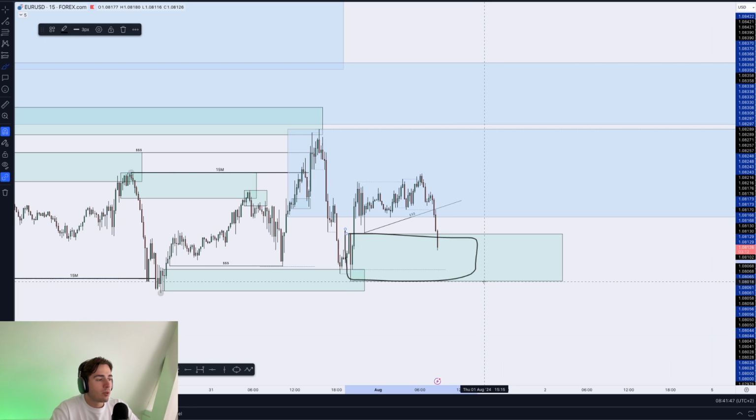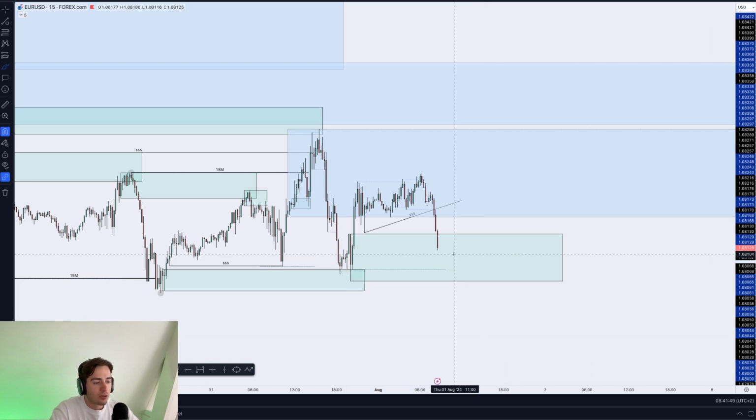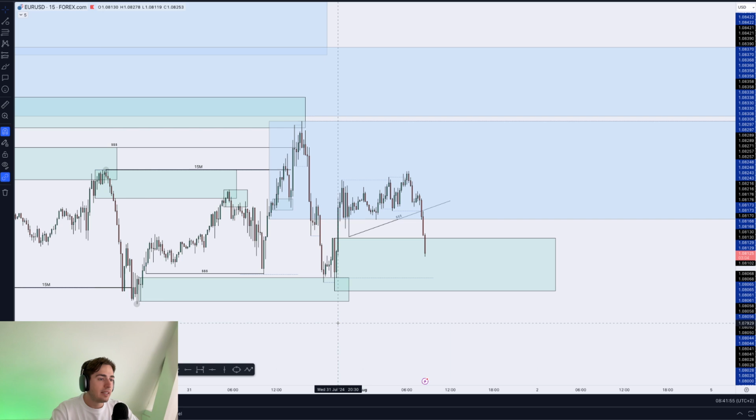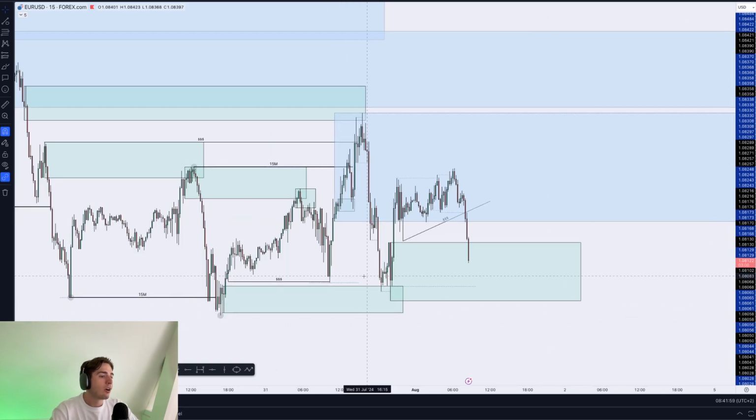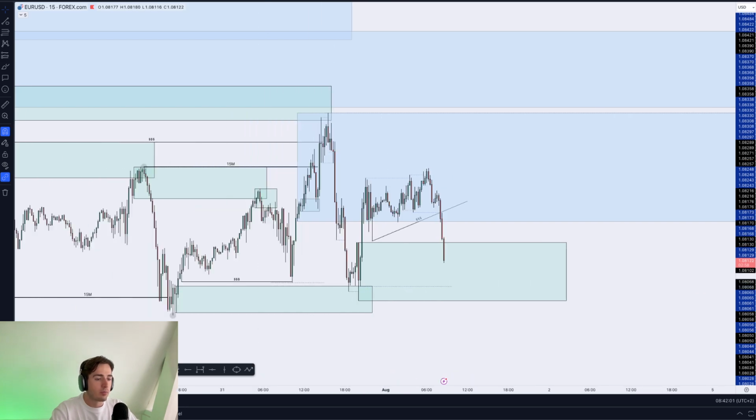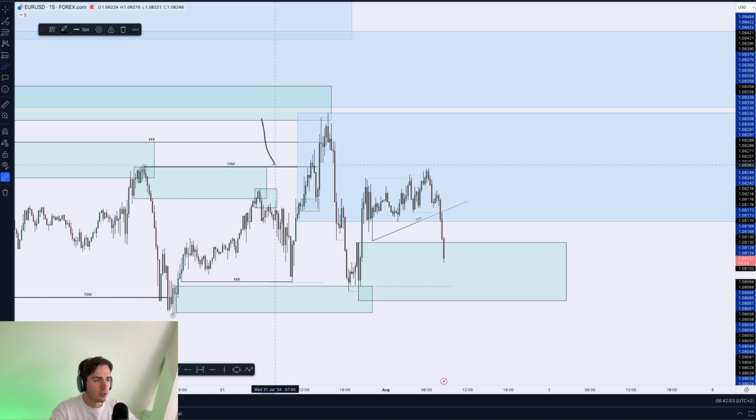Now, this is a very important demand zone on the 15. Obviously, as I already highlighted in the beginning of this video, the 4 hour is bearish, so we're looking for further downside on the 4 hour. But the 15 is the only time frame contradicting our, let's say, short bias. Why? Well, because the 15 is bullish, right? So over here we have the 15-minute break of structure.